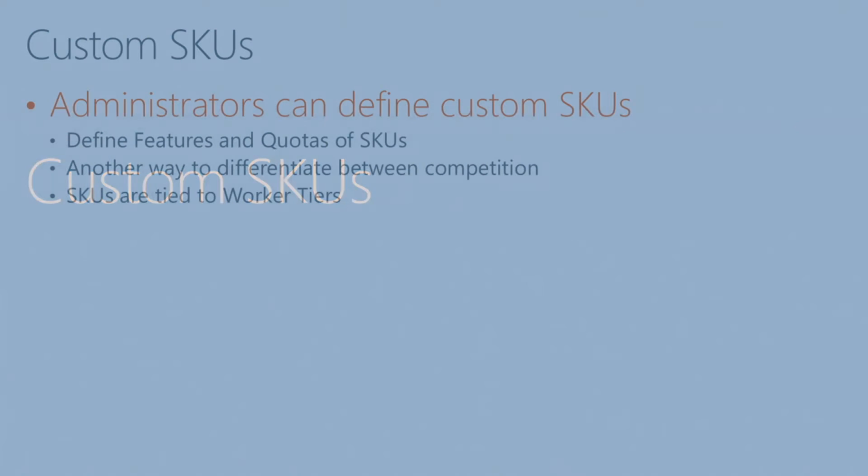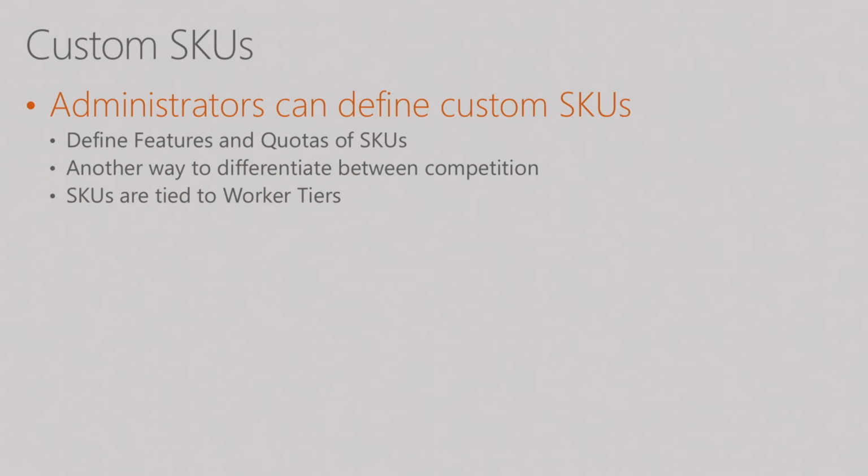And then we have custom SKUs. As I mentioned before, you can define the features and the quotas of a SKU, and it's more ways for you to differentiate. This is why we focus so much on it, because we understand you don't just want to take our product down on-prem and offer that, because it's just the same sort of thing, depending on legislative reasons or isolation why you would want to do that. And the SKUs are tied to your worker tier. The SKUs are deployed on a worker tier that you set.